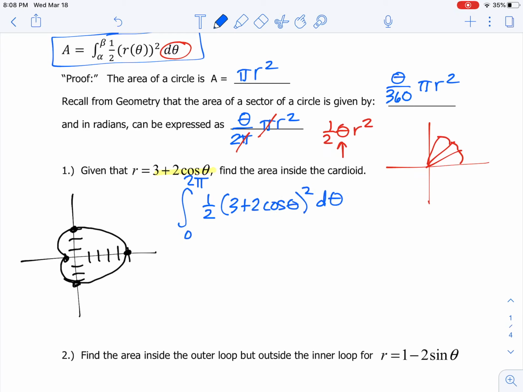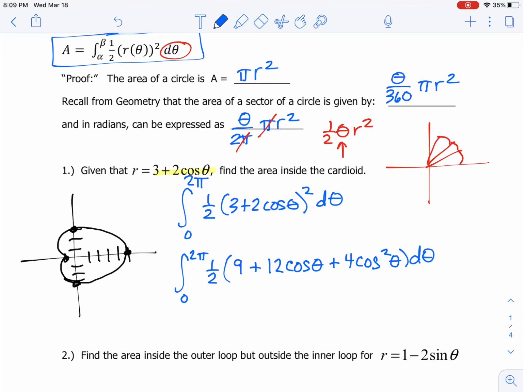D theta. Okay, so if I want to integrate this by hand, then I'm thinking 1/2, and what would that be, 9 plus 6 cosine theta and another 6, so 12 cosine theta, just expanding this binomial, right? Plus 4 cosine squared theta d theta.